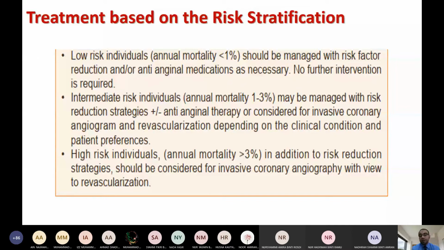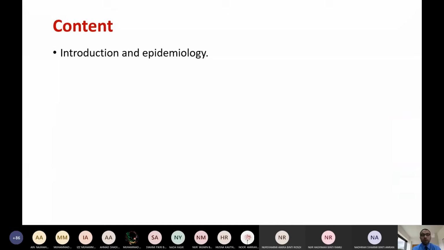For the intermediate risk individual, we can use the risk reduction strategy plus or minus anti-anginal therapy, and in this group you can consider invasive coronary angiogram or revascularization as required. For the high-risk individual, besides all this, invasive coronary angiography will be recommended. Okay, so the choice is based on the risk stratification.